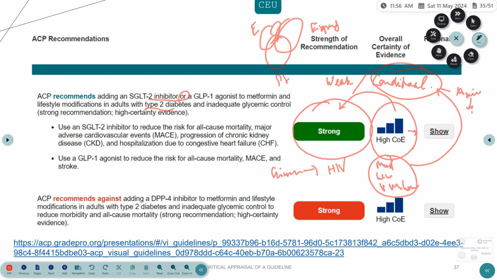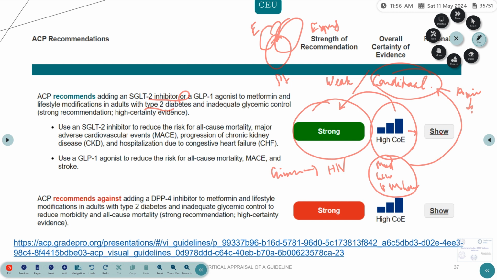If it is not going to be culturally appropriate, then they will have to say that it is a conditional recommendation, meaning whosoever is willing you can do it, but you can't force everybody to undergo it. So this is one example where you have a high certainty of evidence, but it gets translated only into a conditional recommendation.